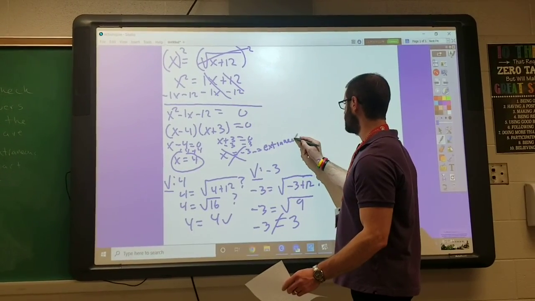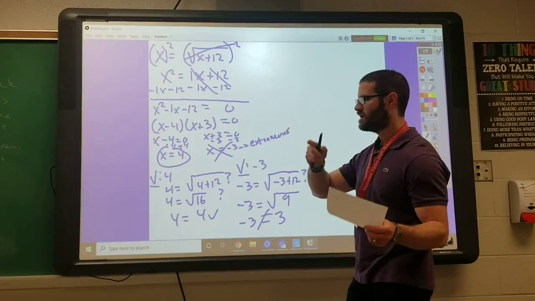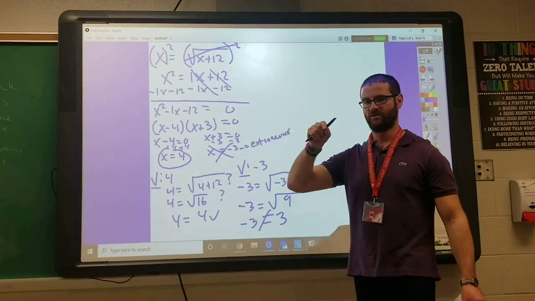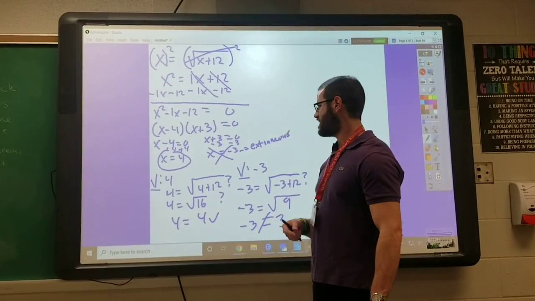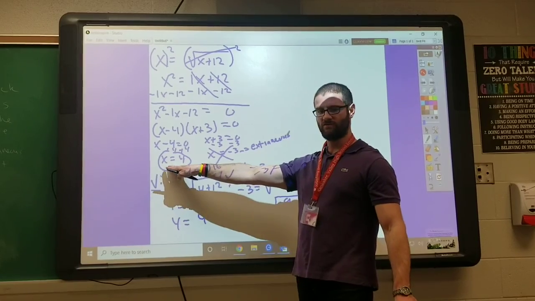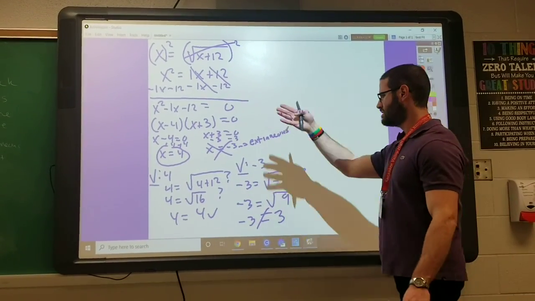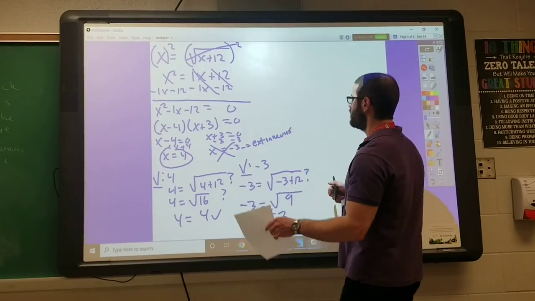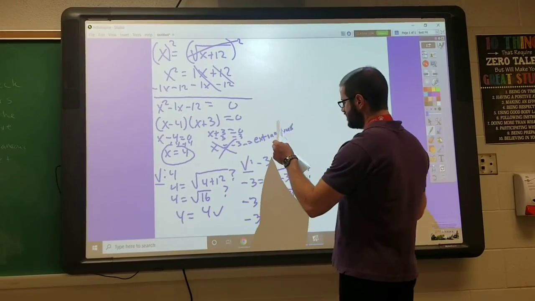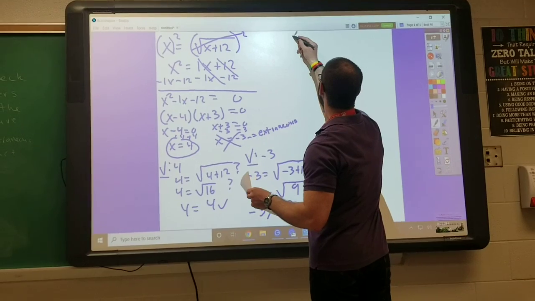Remember, that is not part of your final answer. So when you enter your final answer, whether you're typing it in or whether you're selecting from a list of answers, all the possible solutions, the only one you'd mark is 4. Okay, negative 3 is not an actual valid answer. All right, one last one here. This looks a little different.